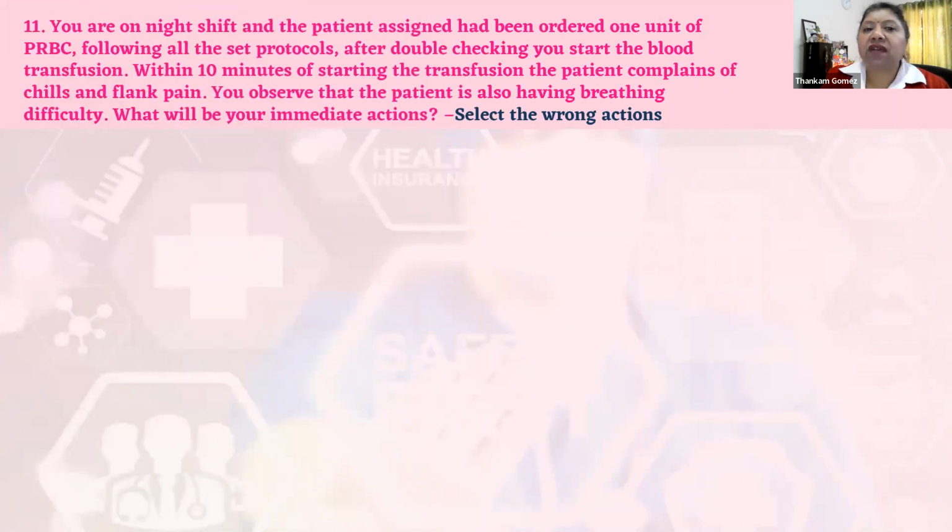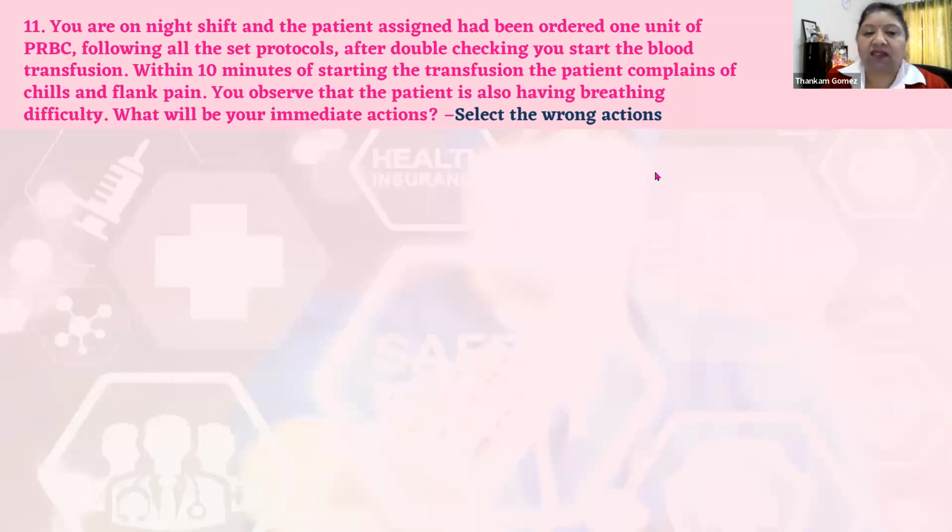Now you're on night shift and the patient assigned has been ordered 1 unit of PRBC. Following all the set protocols, after double checking, you start the blood transfusion. Within 10 minutes of starting the transfusion, the patient complains of chills and flank pain. You observe that the patient is also having breathing difficulty. What will be your immediate action?